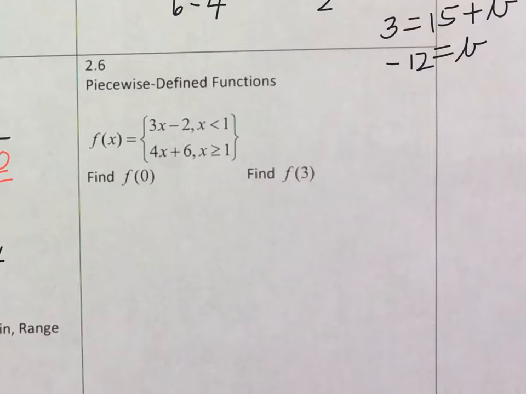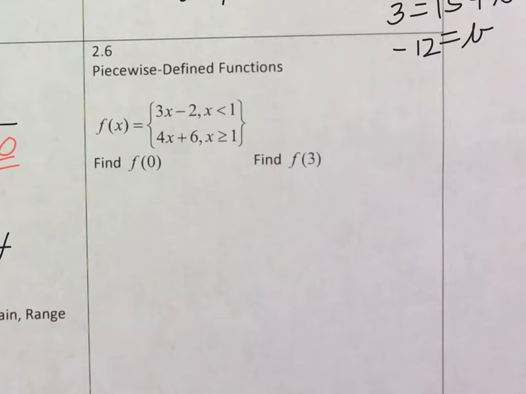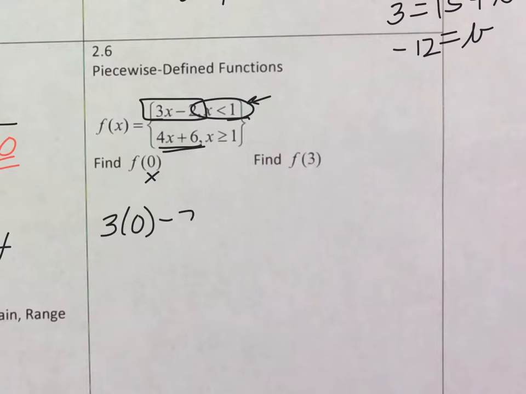Alright, what I want you to take from chapter 6 is how to find function values from piecewise defined functions. Here, f of x is 3x minus 2, but that's only for x values less than 1. If x is greater than or equal to 1, then we're going to use 4x plus 6. If I ask you for f of 0, my x is less than 1, so I'd put it into 3x minus 2. So that'd be 3 times 0 minus 2, or -2.